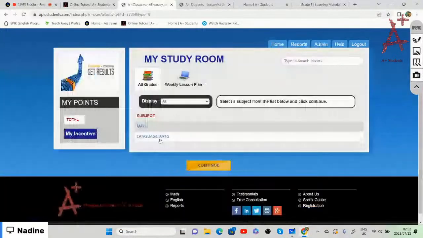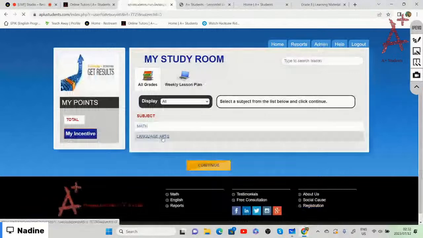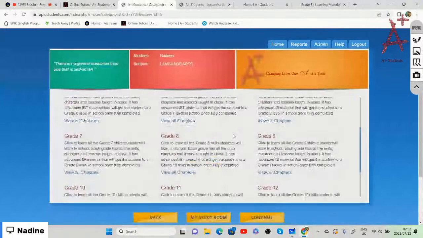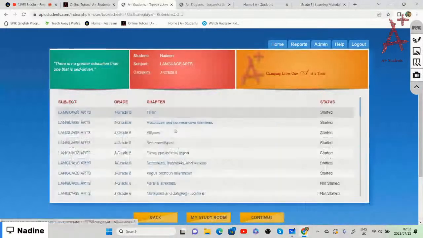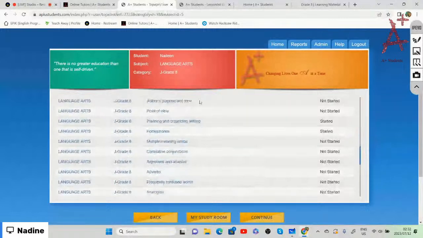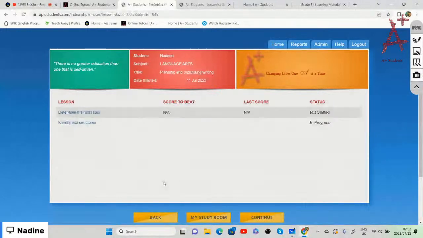Then you select language arts. I think for now, let's just quickly go to grade 8. If you go to grade 8, then you scroll down to the chapter of planning and organizing writing. So we are in planning and organizing writing, and this links with how to write an essay.